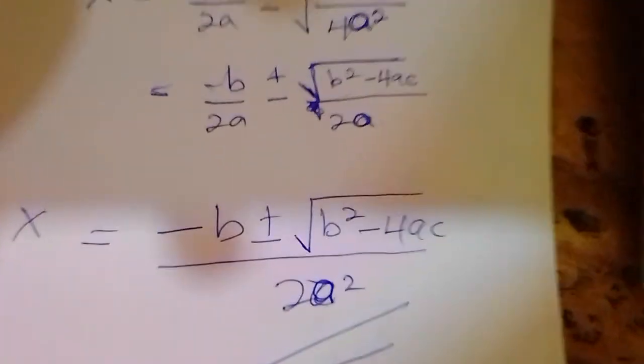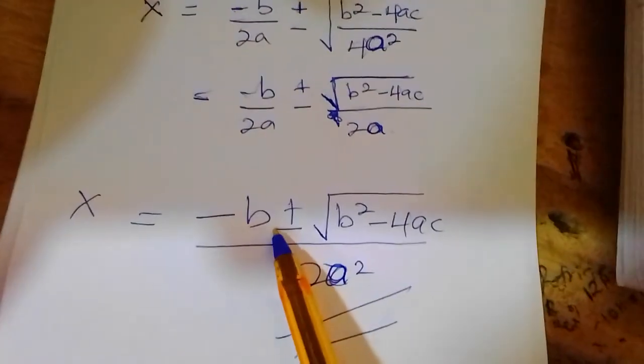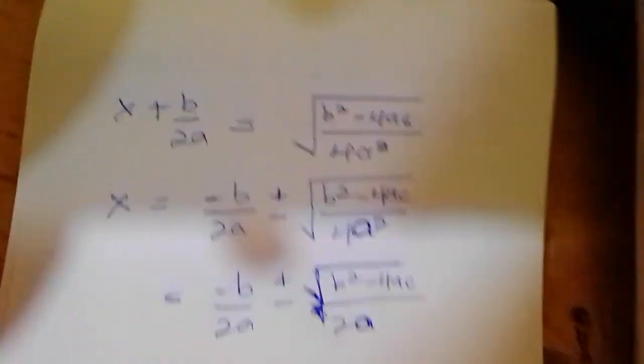It is plus or minus here because when you use plus, you get one value, and when you use minus, you get a different value. So for these quadratic expressions, we always get two values of x.